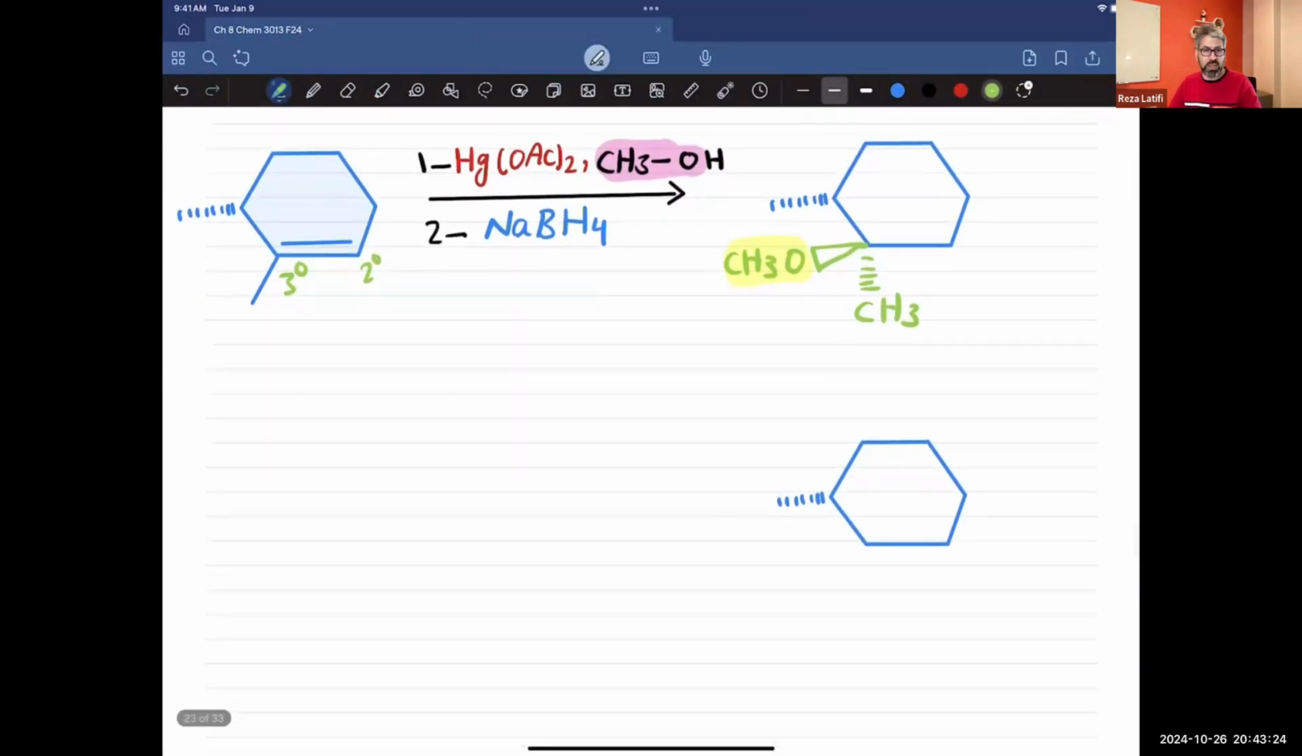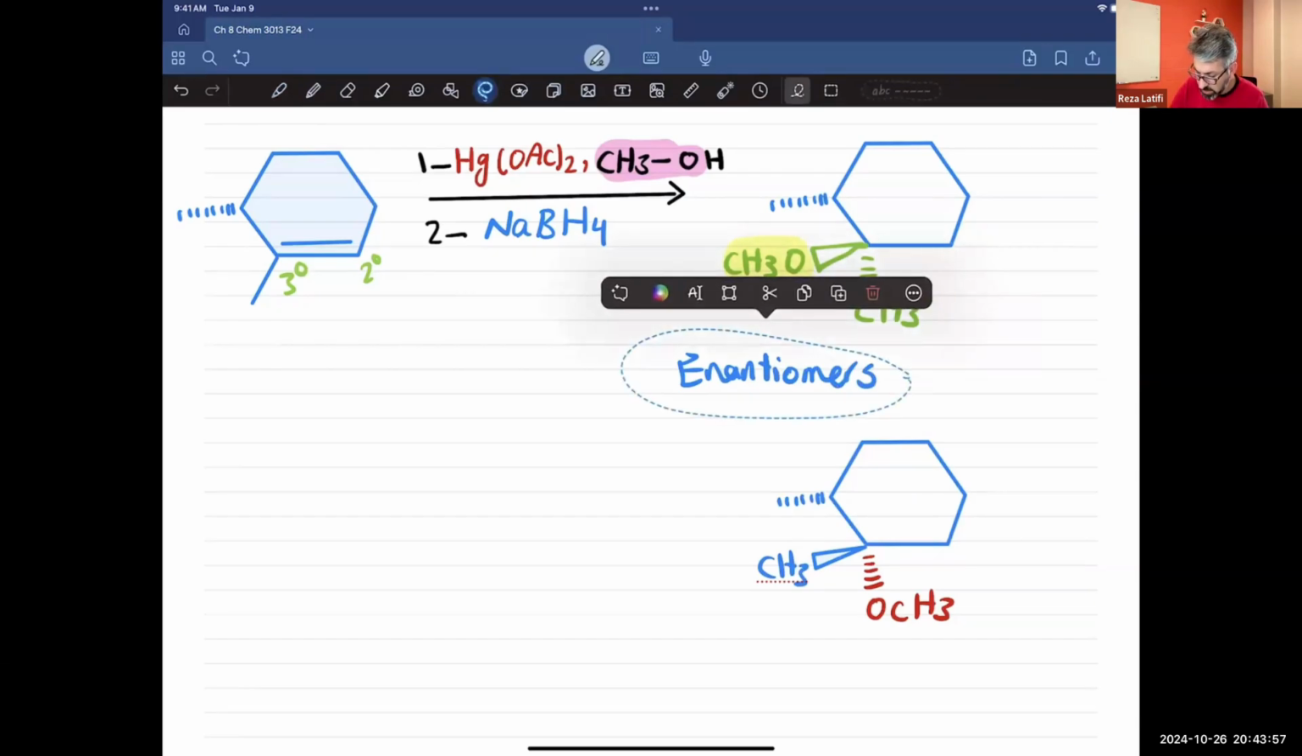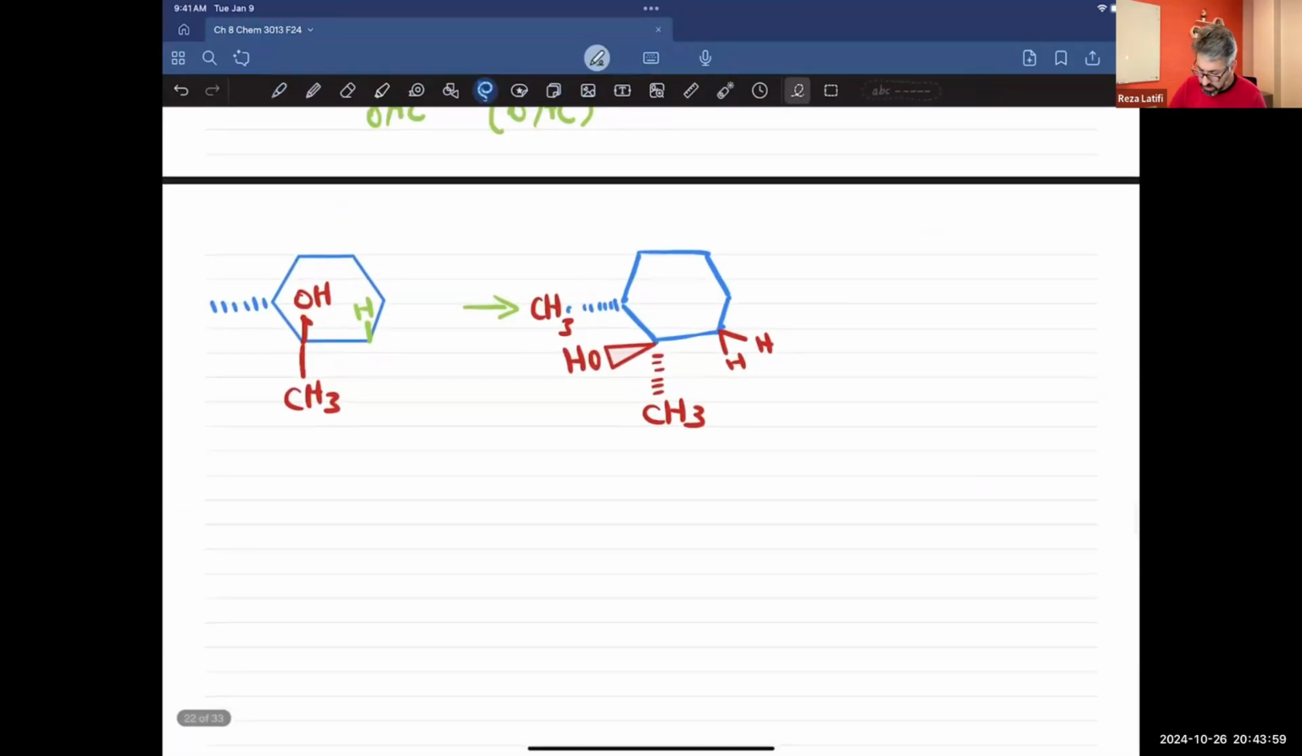And can I add it from the bottom of the molecule? Yes, it's possible. You can actually add this one from the bottom of the molecule. In that case, you will have OCH3 down there, and the methyl will be pointing to us. So that means we're going to get a mixture of R and S. Okay, yes, we get enantiomers. And we had the same thing here. And so you get enantiomers.